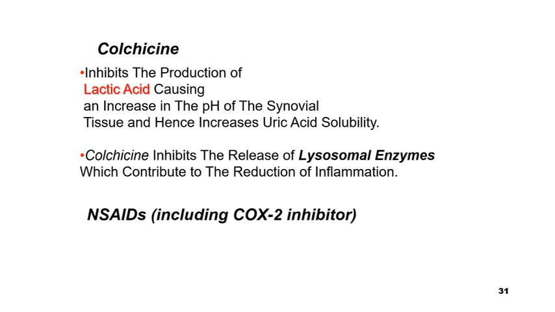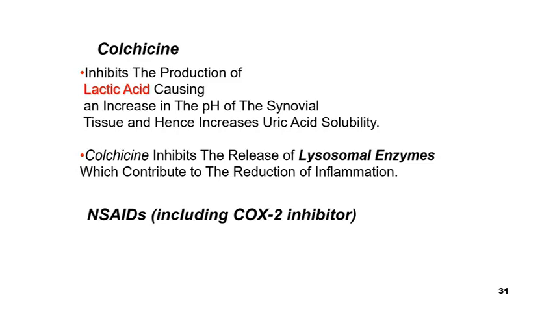Colchicine has a unique mechanism of action, which is the inhibition of the production of lactic acid. This way, the lactic acid not produced will result in an increase in the pH of the synovial tissue and hence uric acid solubility. It also inhibits the release of lysosomal enzymes and contributes to stopping the progression of inflammation.